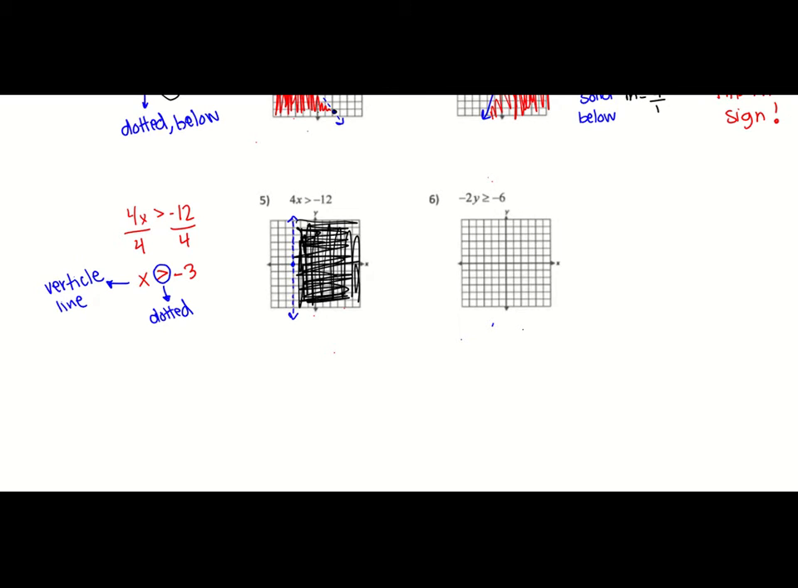Okay, for our last example, number 6, negative 2y is greater than or equal to negative 6. The first thing I want to do is get y by itself. So if I have negative 2 times y, the opposite of multiplication is division. When I do that, I am dividing by a negative number. So just like above, we must flip the sign. Then we have negative 6 divided by negative 2 gives me 3.